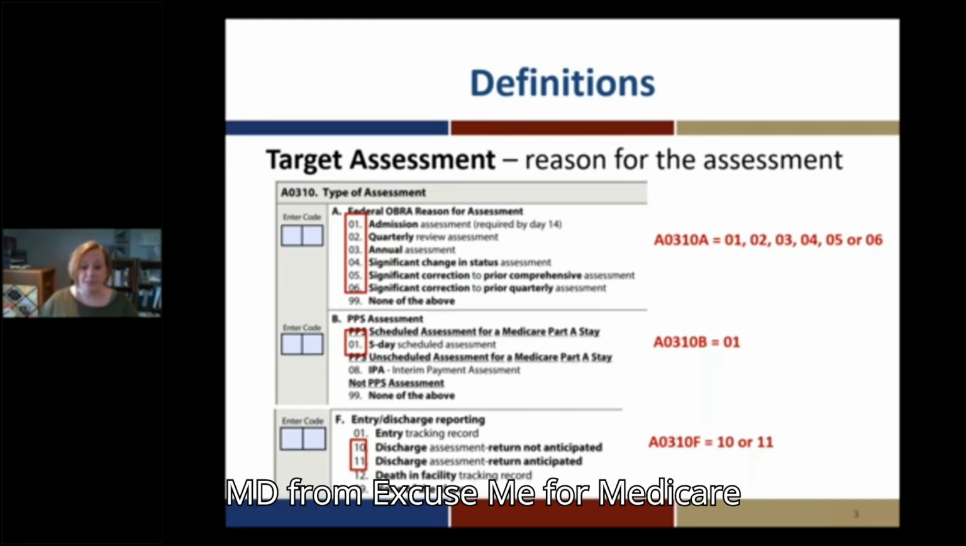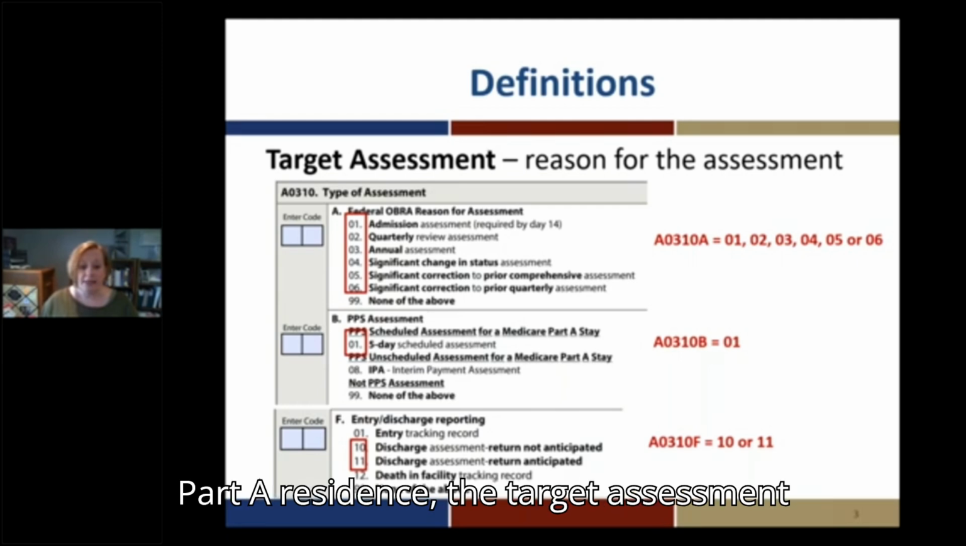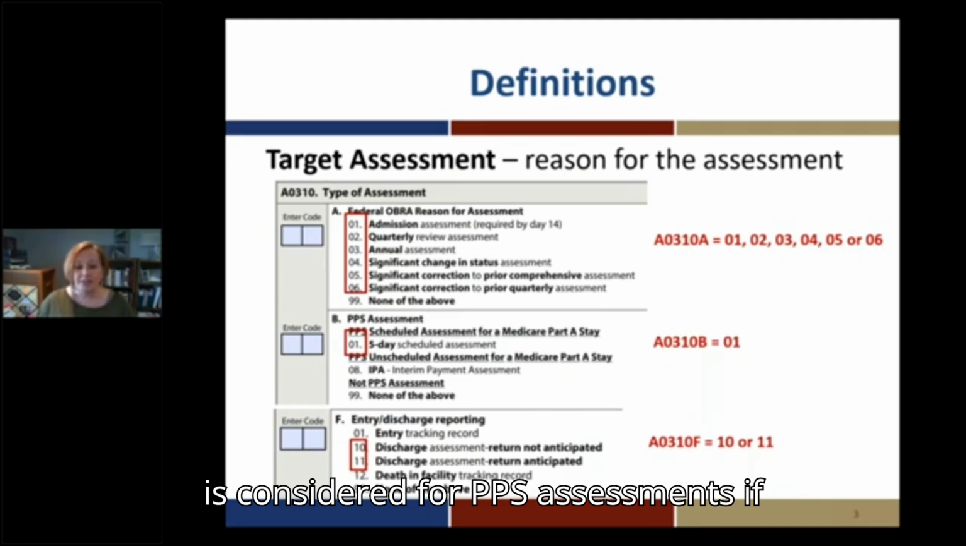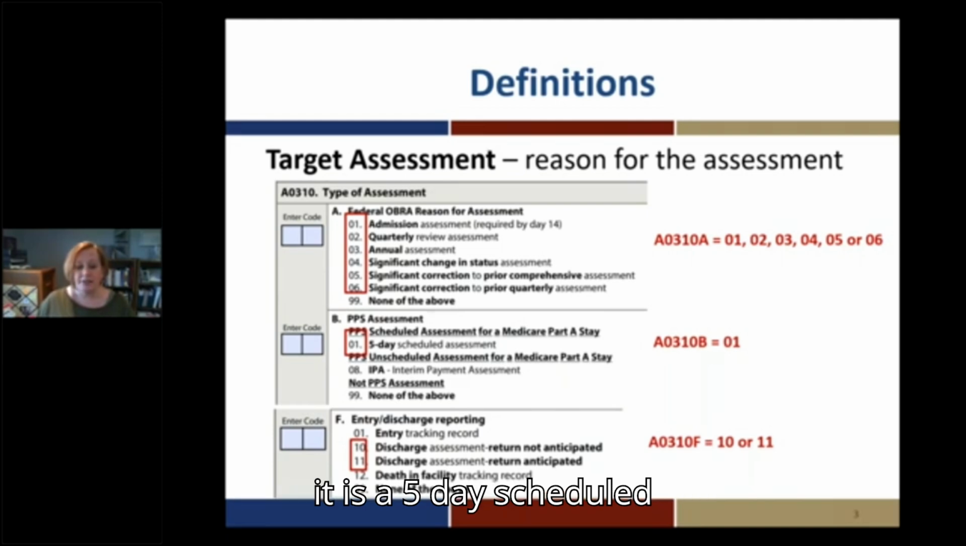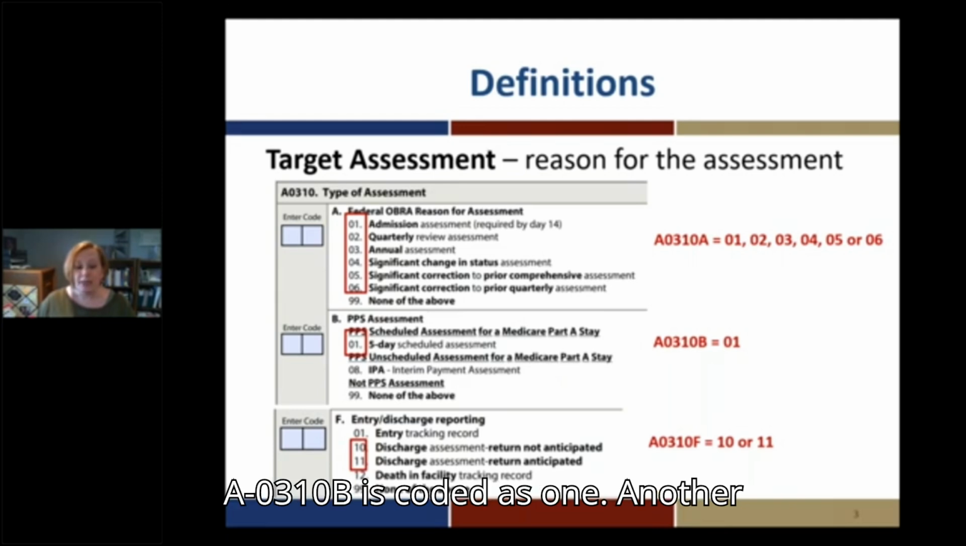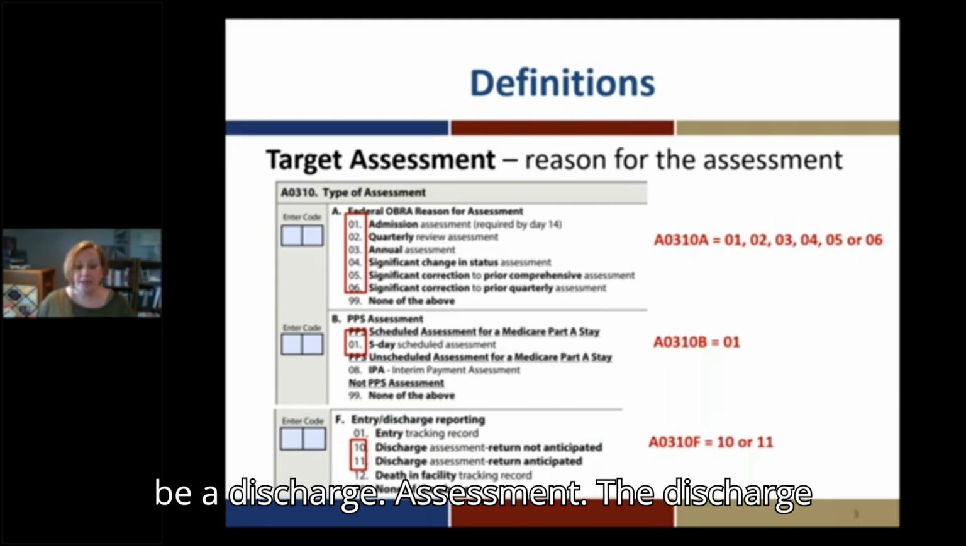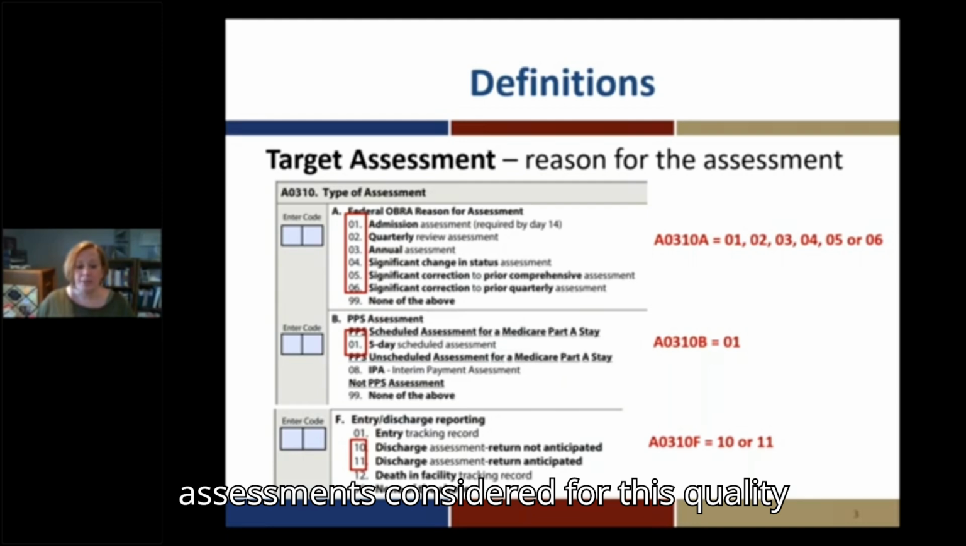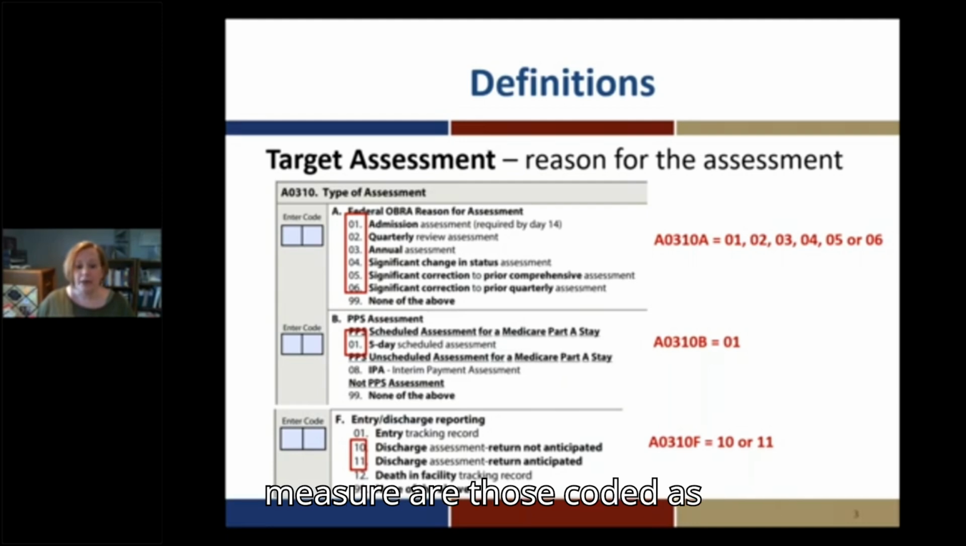For Medicare Part A residents, the target assessment is considered for PPS assessments if it is a 5-day scheduled assessment. For PPS assessments, item A0310B is coded as 1. Another reason for a target assessment may be a discharge assessment. The discharge assessments considered for this quality measure are those coded as 10 or 11 in item A0310F, return not anticipated or return anticipated.